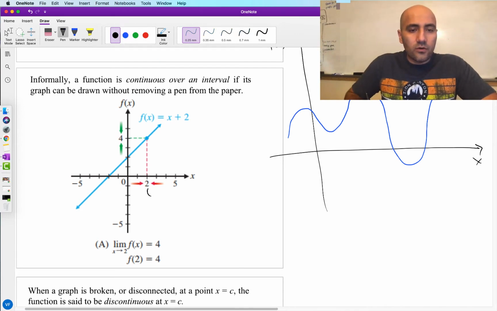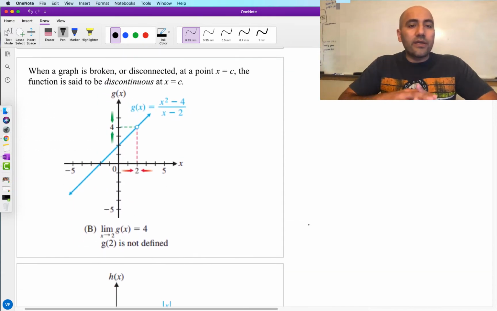Right, so when the input is x equals 2, the output is equal to 4, and also the limit as x approaches 2 from either side, the unrestricted limit of this function, equals 4. So we'd say that this function is continuous at 2. In fact, this function is going to be continuous for all real numbers.